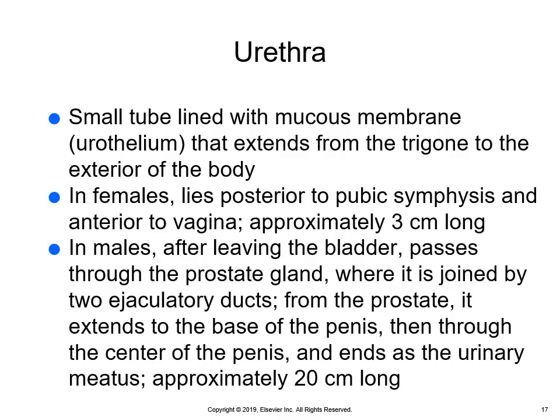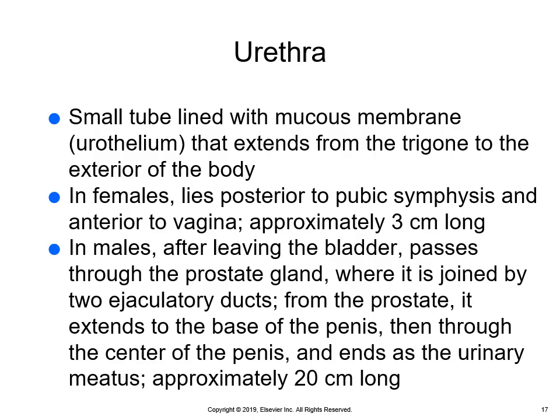So in females, the urethra is shorter. It's only about 3 centimeters long, and it sits just in front of the vagina. So its only job is to transport urine from the bladder to the outside of the body. In males, the urethra is much longer. It's about 20 centimeters, and it does have a dual role. Not only does it carry urine, but it also serves as a pathway for semen since it's connected to the reproductive system. So it's part of the urinary system and also the reproductive system in males.